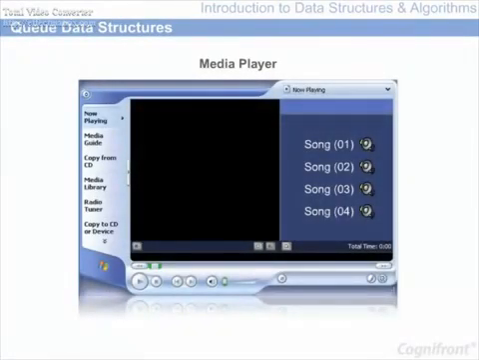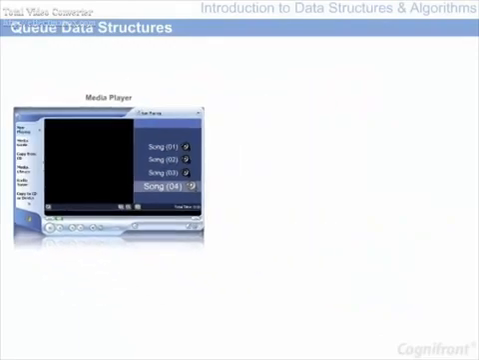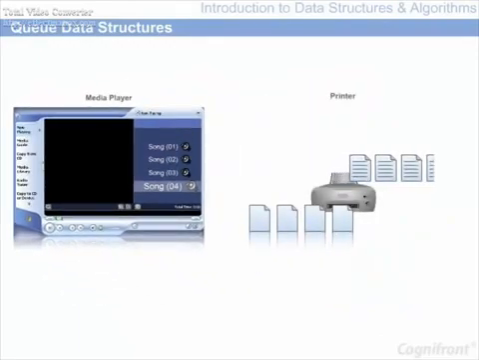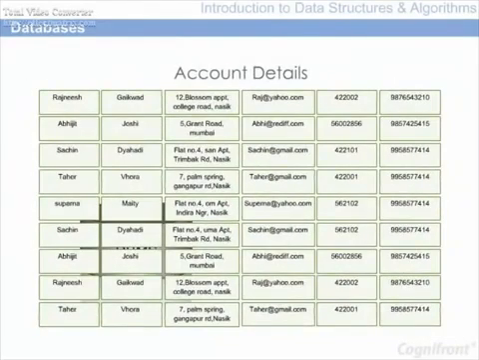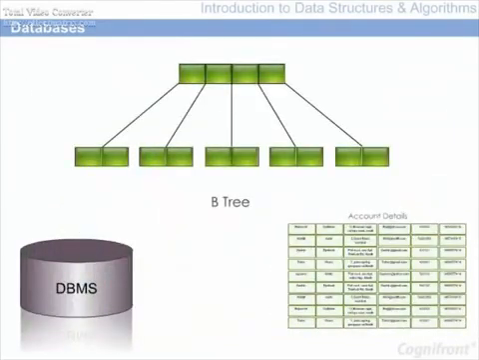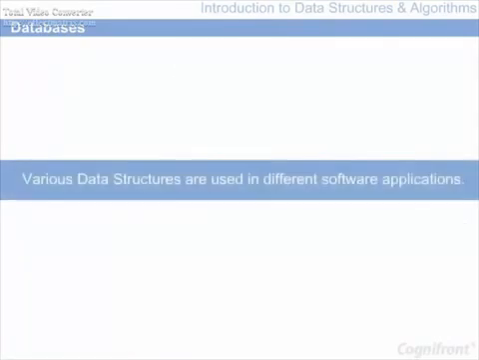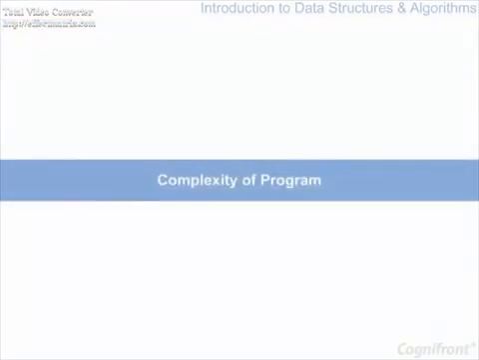In your day-to-day computer usage, you might see that media player uses the queue data structure. The printer also uses queue, and the databases used in bank applications use the B tree as the data structure. So, various data structures are used in different software applications. Now let's see an interesting concept related to data structures.